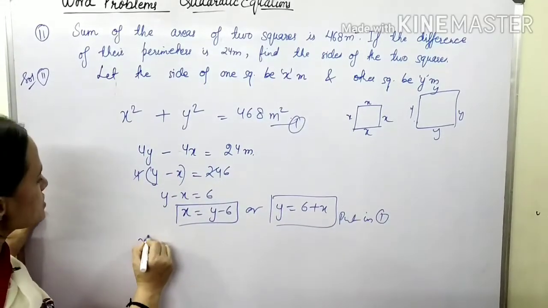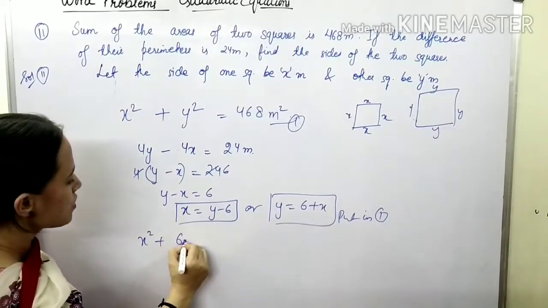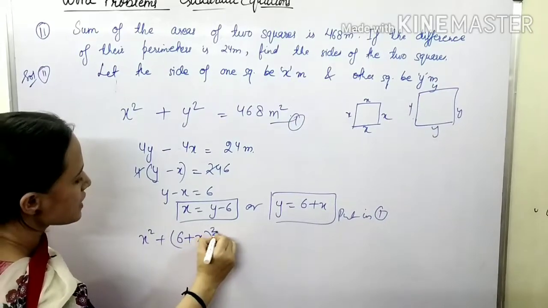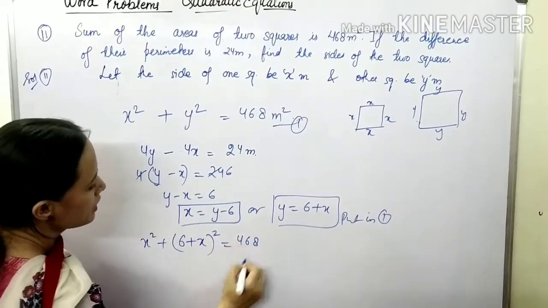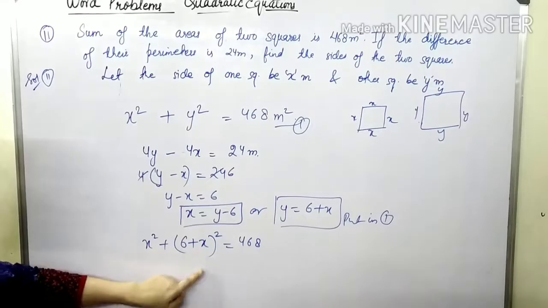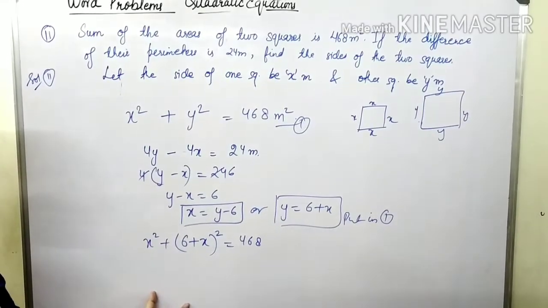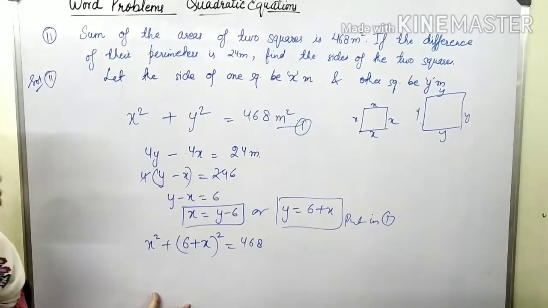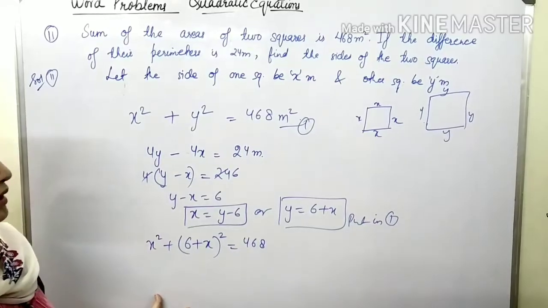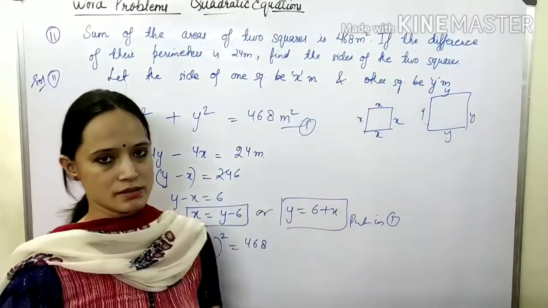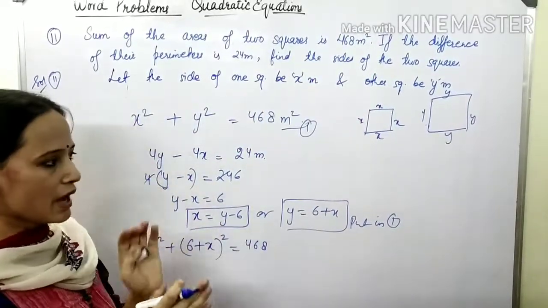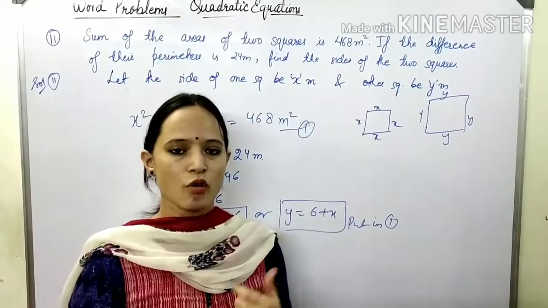So the equation is x square plus y square, that is, x square plus (6 plus x) whole square is equal to 468. Now you will apply the identity over here. You will simplify it further, and then by using the quadratic formula you can easily find the values of the sides of the two squares. So now with this question we have finished this exercise. We'll move on to the next exercise.